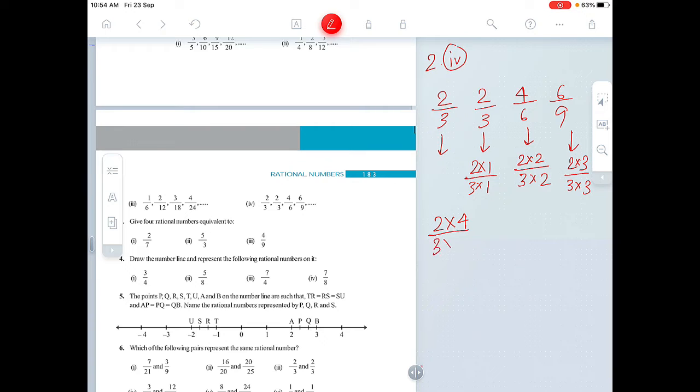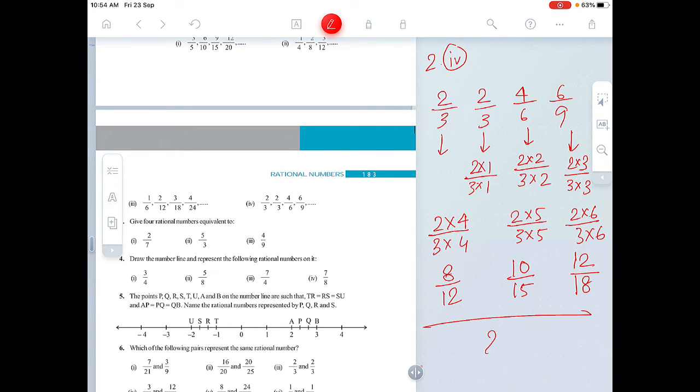2 into 4, 3 into 4, 2 into 5, 3 into 5, 2 into 6, 3 into 6. Exactly in this way we will continue. And it is coming as 8 by 12, 10 by 15, 12 by 18. In this way you will find the rest of the rational numbers. Okay. So your homework is you will find 3 more rational numbers. Okay. Now let's come to the next one.